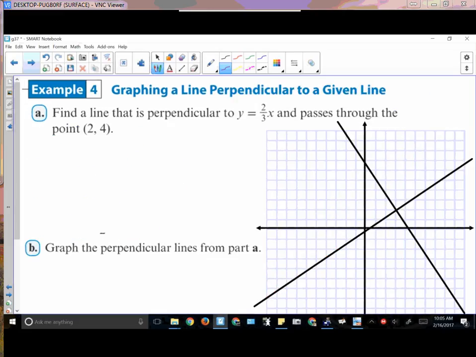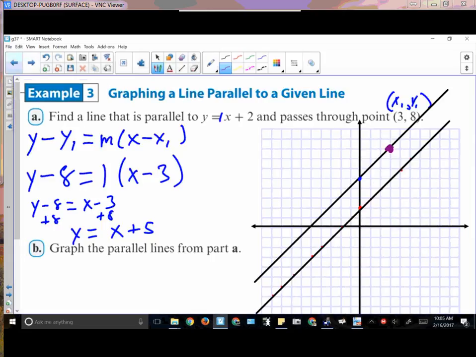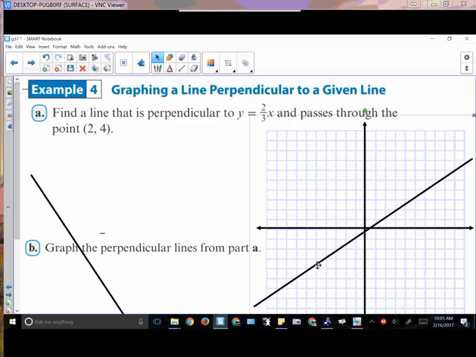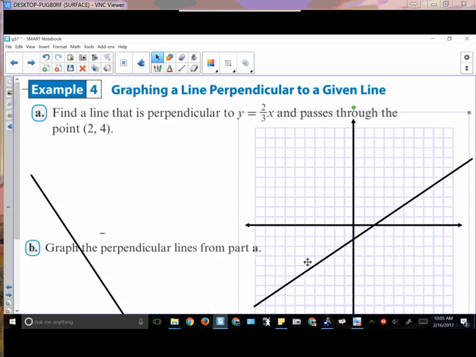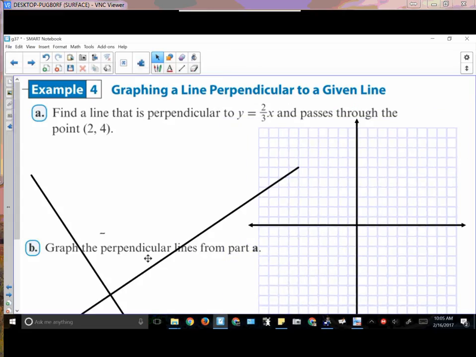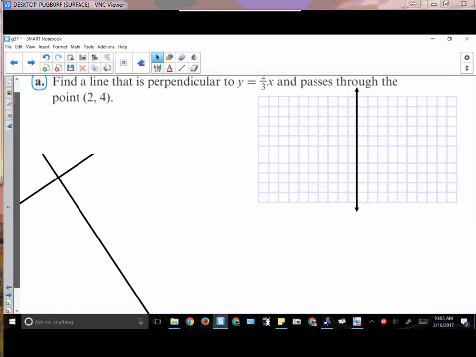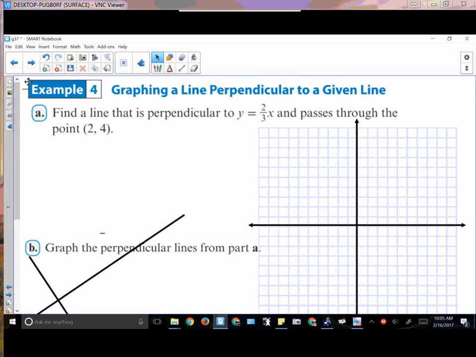Let's try this one. Oops. He's still there. I'm not going to move those off to the side yet. Oh, wrong way. So, I want to graph the line that is perpendicular to that and passes through the point 2, 4.